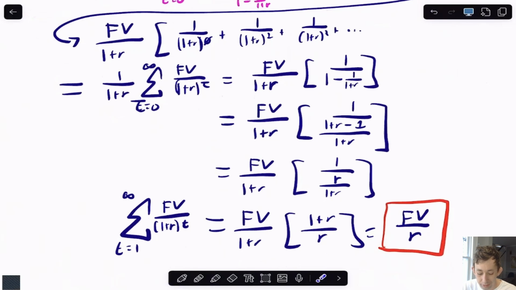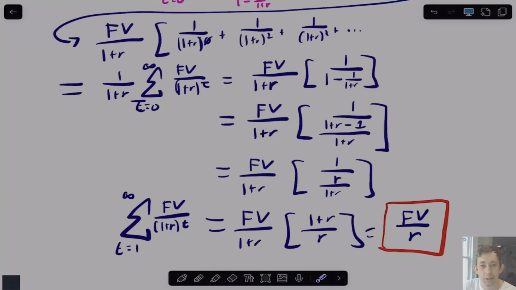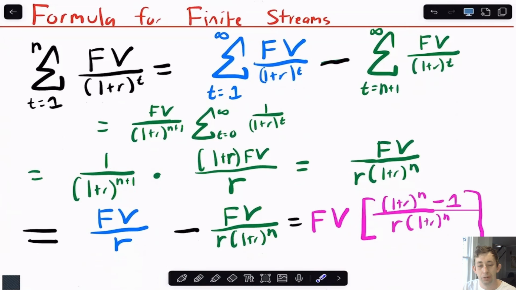And now you'll know that the sum from t equals 1 to infinity of the future value over (1 plus r) to the t is just future value over r. But also, if you're taking an exam or you're struggling, you know how to get it. And you can always rederive it in real time and get the formula that you need to use. So with that in mind, we're going to go to the finite stream.